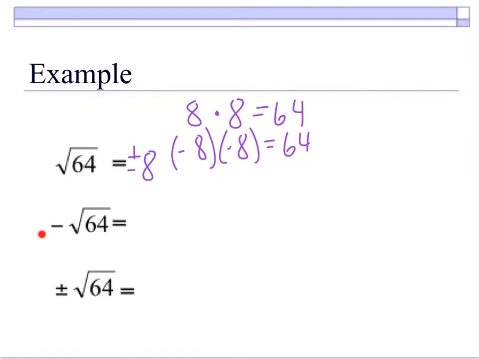Now sometimes you'll see it signified like this. In this case, they want you to use the negative value, so your answer would be negative 8. Otherwise, you want to assume they want the positive and negative value of it. If they don't state otherwise, you need to consider both values.